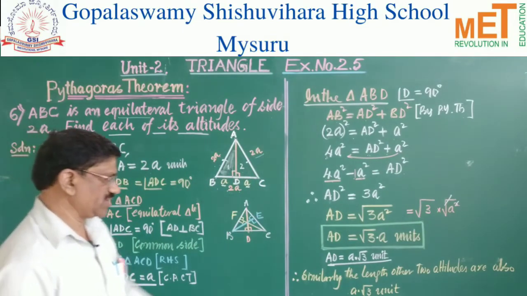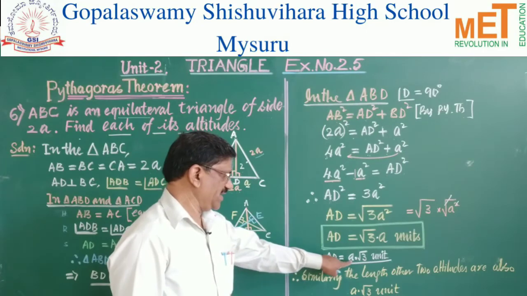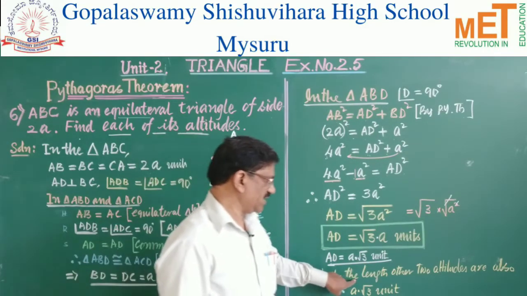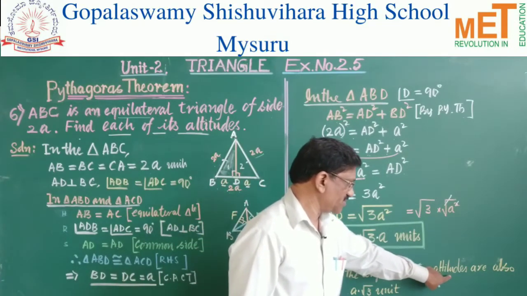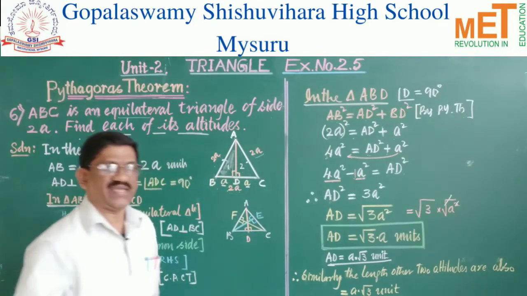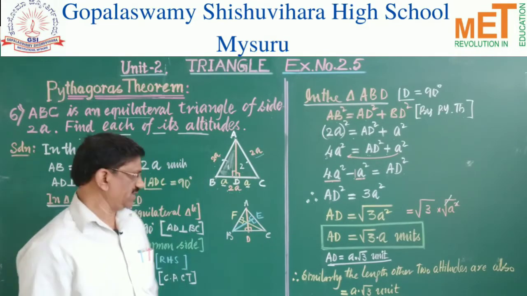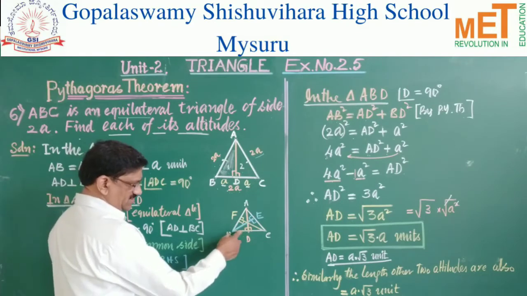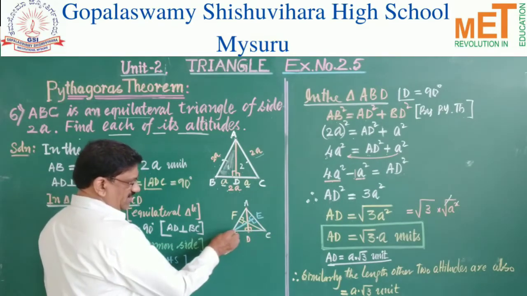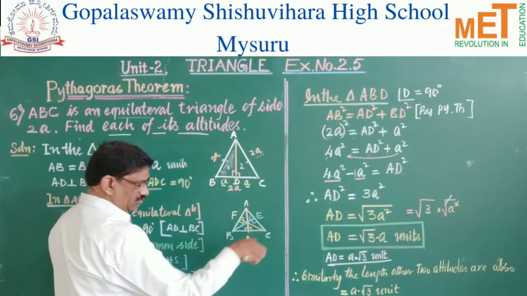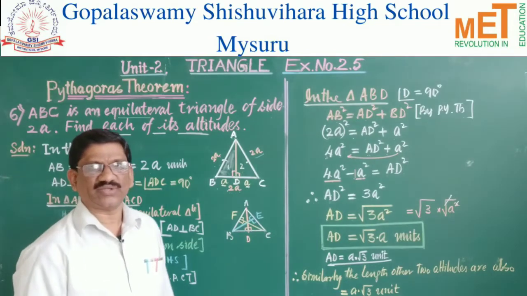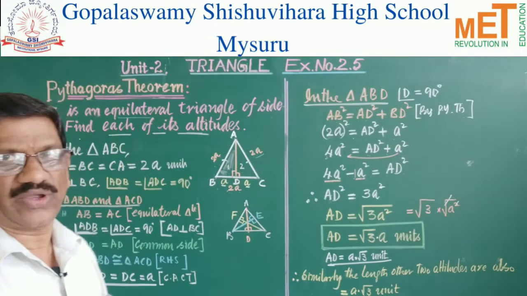Understood, children? So what is given here? Since we got AD is equal to a into root 3 units, similarly the length of other 2 altitudes are also equal to a into root 3 units. That is, suppose if I draw like this, we found AD is equal to a into root 3, then BE is also a into root 3 units, and CF is also a into root 3 units. Clear, children? Okay, take down.